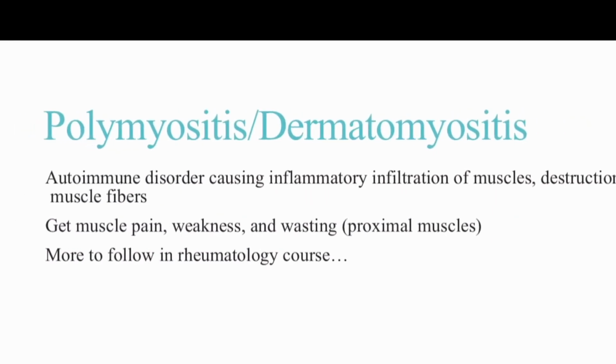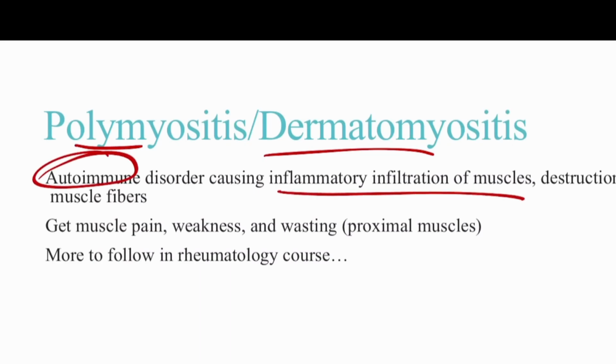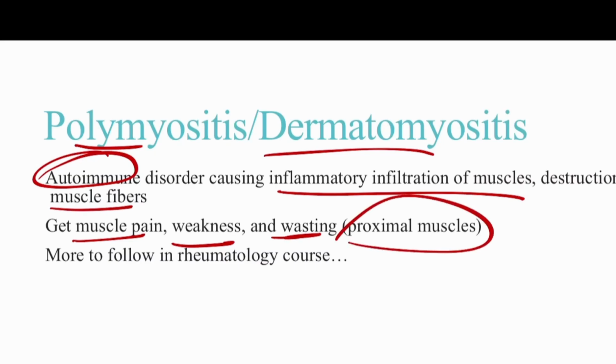Okay. Polymyositis or dermatomyositis. Autoimmune disorder, inflammatory infiltration of muscle. So we're now putting stuff into the muscle fibers. Now we're in the muscle. We went from the neuromuscular junction, now we're dealing with the actual muscle itself. So we get destruction of your muscle fibers, muscle pain, weakness, and wasting, mainly in the proximal muscles.